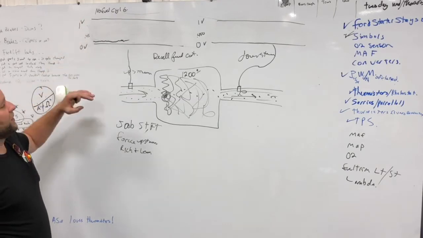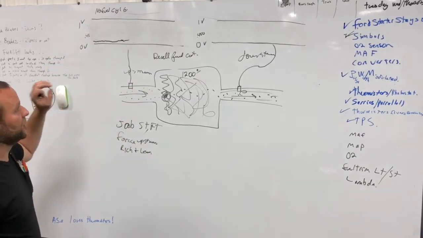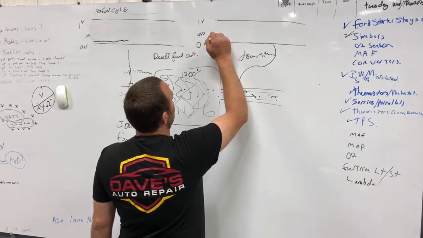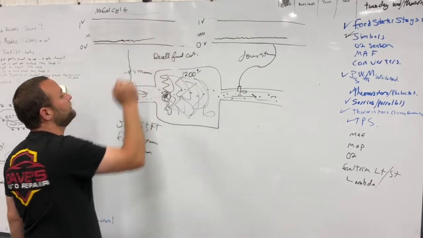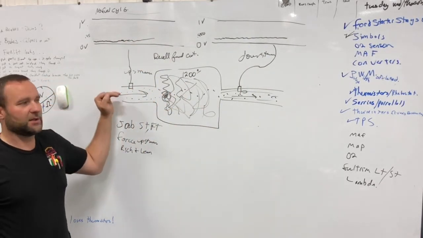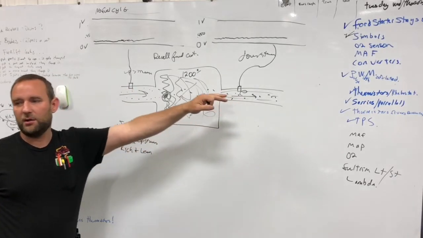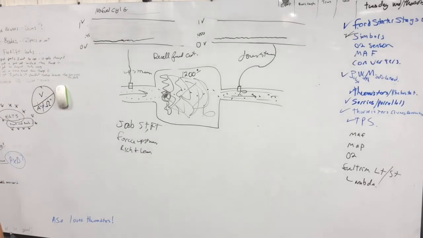Since there's no fuel, there's just oxygen coming in here, so the downstream will look the same way down at the bottom. Does that make sense? Nothing changed in here, there was no fuel to burn. The same amount of oxygen came in, the same amount went out. That's a no-fuel condition, like a bad injector or something.